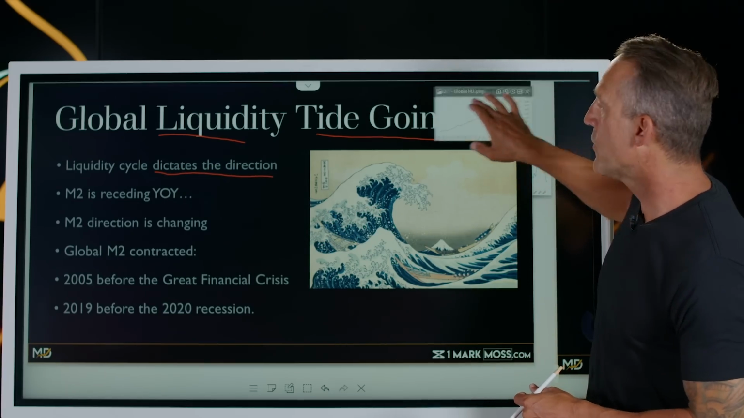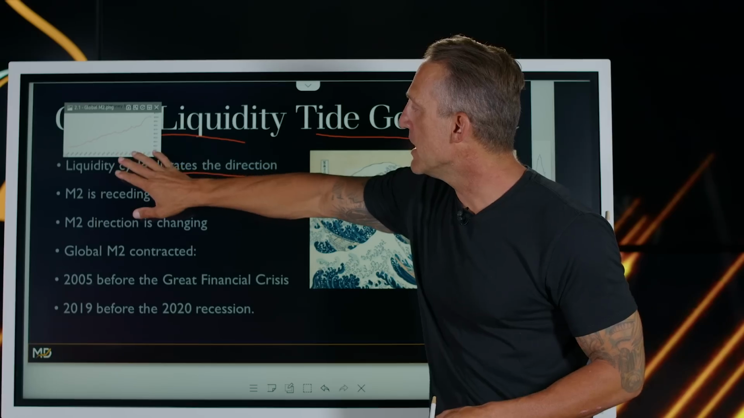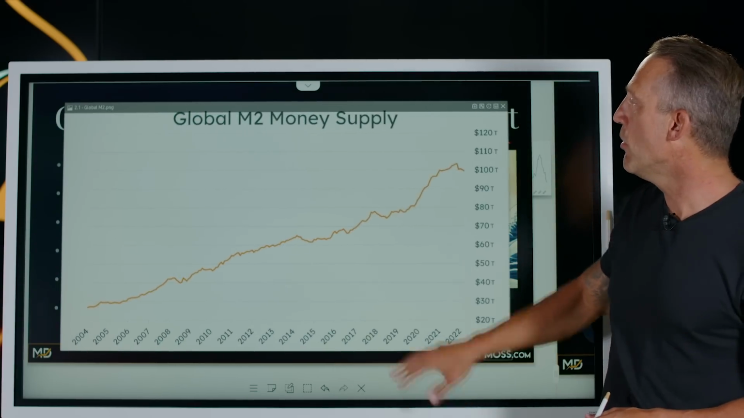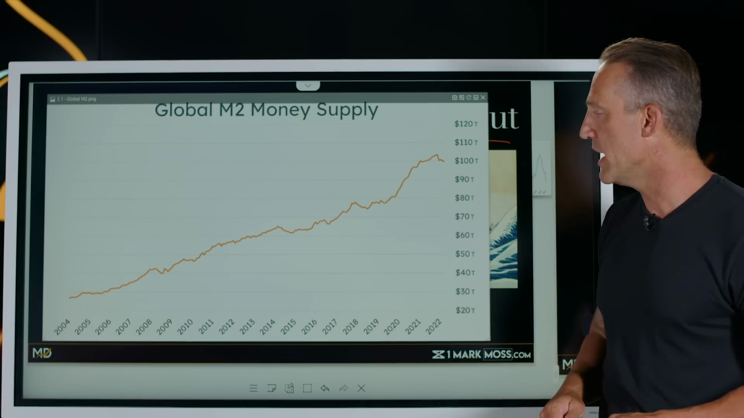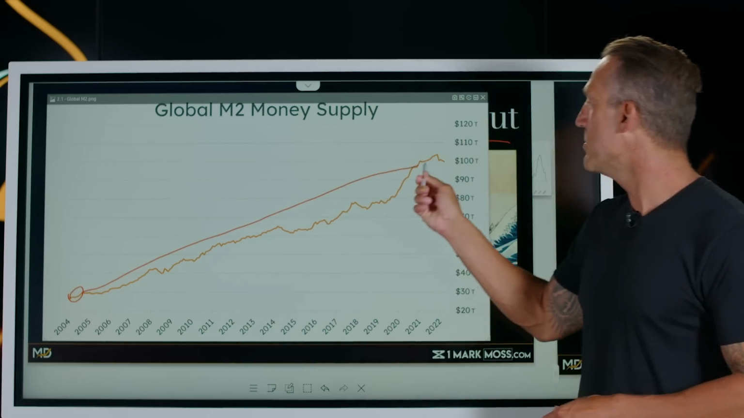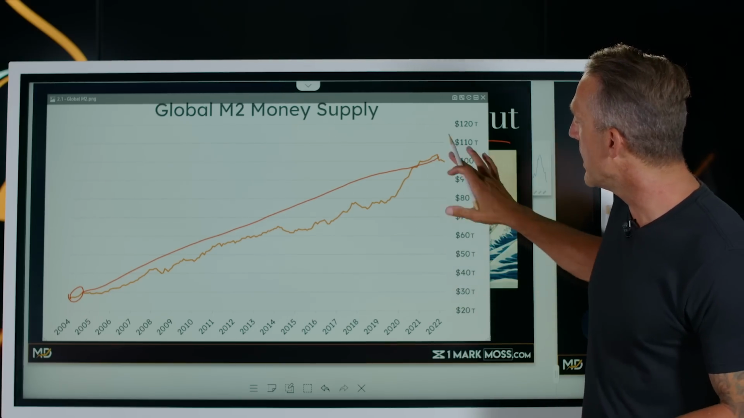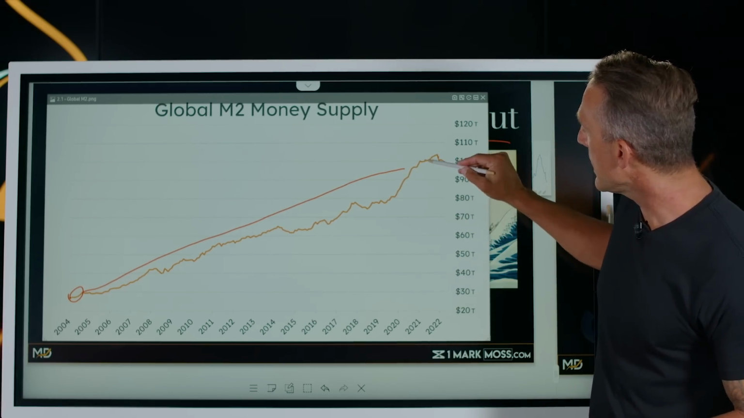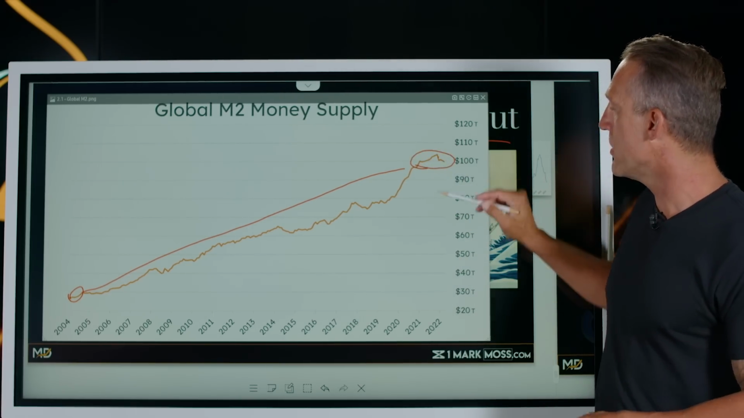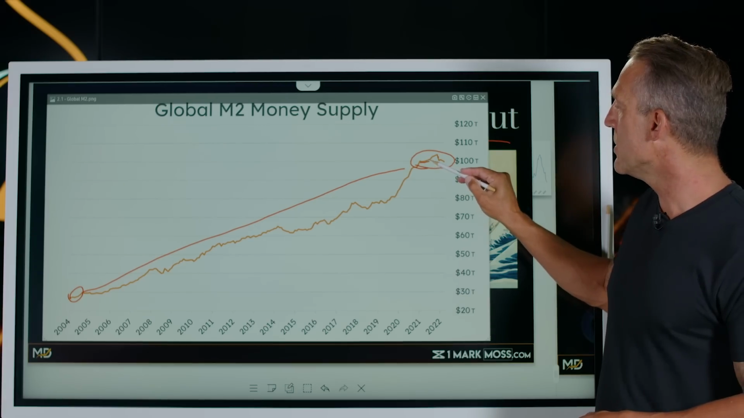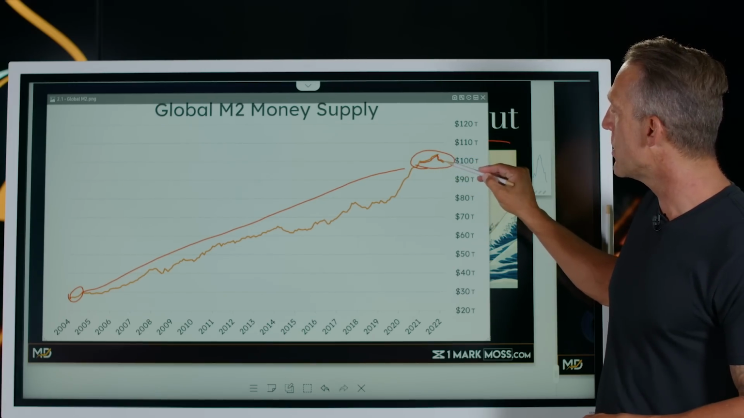And so the first thing we can see is the amount of money. This is the global M2 money supply, not just for the United States, but globally. And we can see since about 2003, it has been going up at a pretty crazy rate. What we can see though is in the last year, it's been pretty flat. It kind of leveled off, it made a new peak, but now it's starting to come back down.